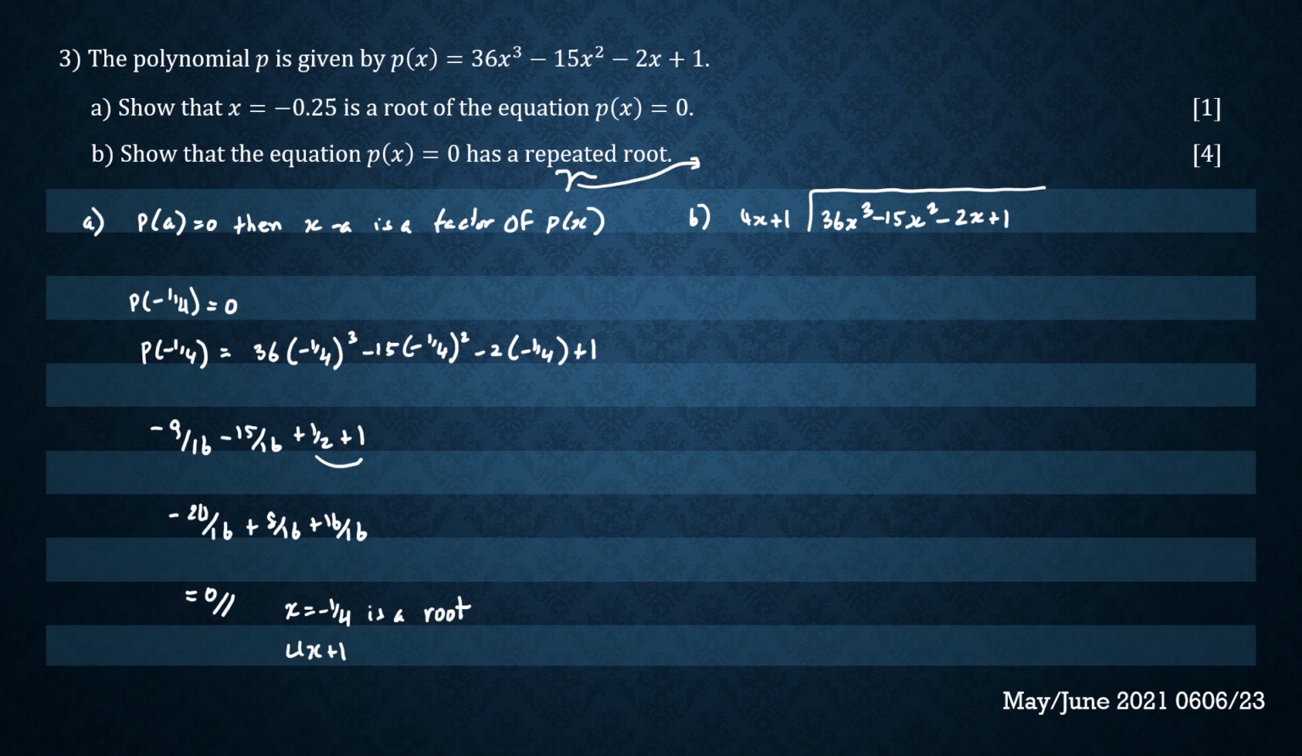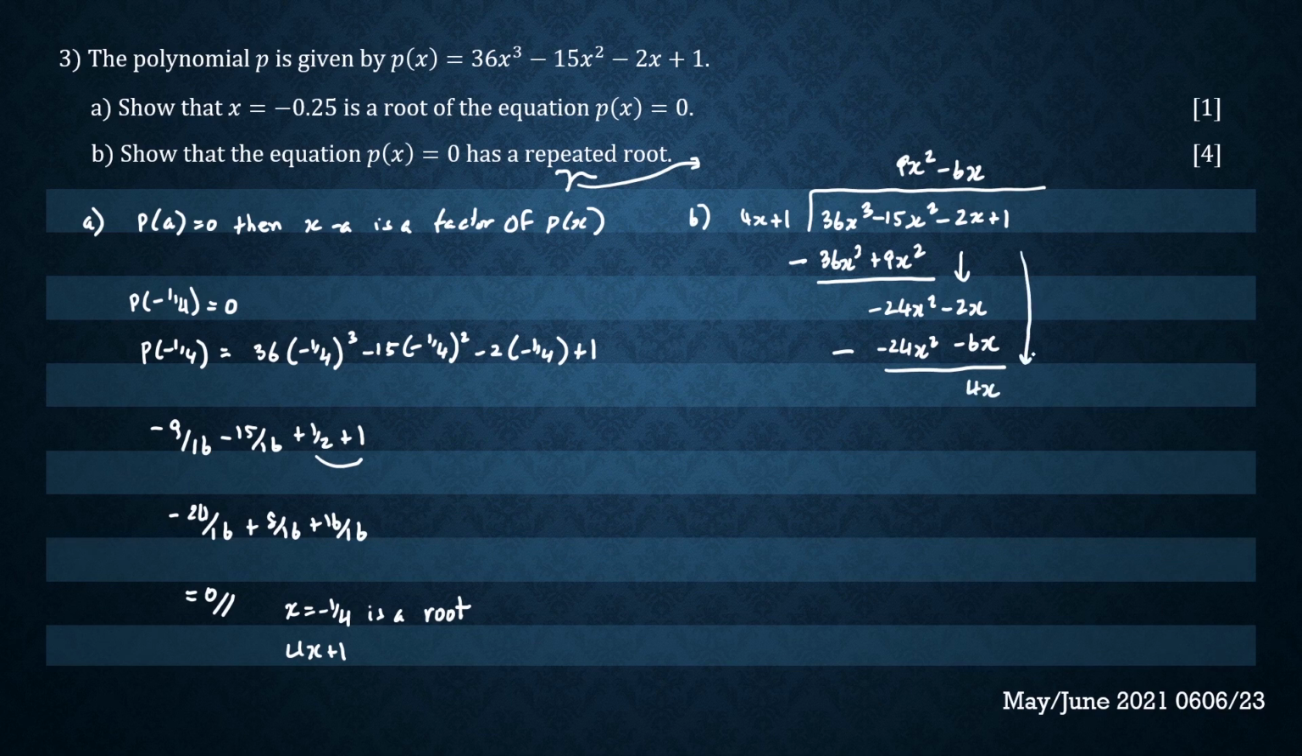So the first term of our quotient will be 9x². So 9x² times 4x is 36x³. 9x² times 1 is 9x². And subtract, we'll get -24x² - 2x. And the next term of the quotient is -6x. So -6x times 4x is -24x². -6x times 1 is -6x. And subtract, -2x + 6x would be 4x.